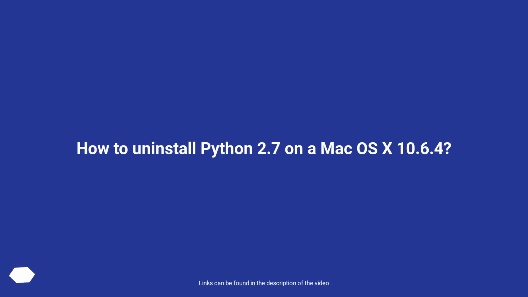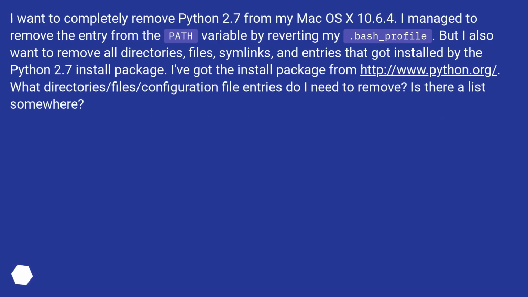How to uninstall Python 2.7 on a macOS X 10.6.4. I want to completely remove Python 2.7 from my macOS X 10.6.4. I managed to remove the entry from the path variable by reverting my .bash_profile.